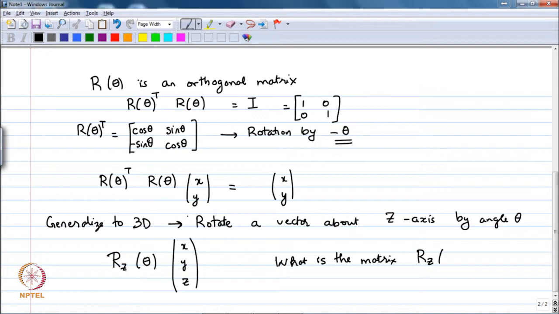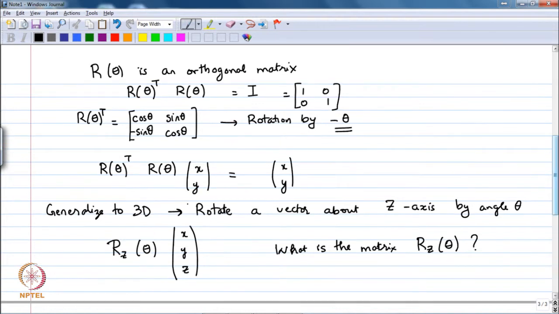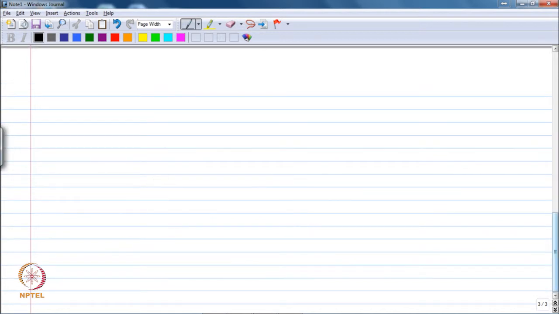R z of theta. So, now you can easily see how to get this matrix. Okay. So, what we will do is I will just write the expression for r z of theta, and I will motivate the answer, and you can easily verify this.